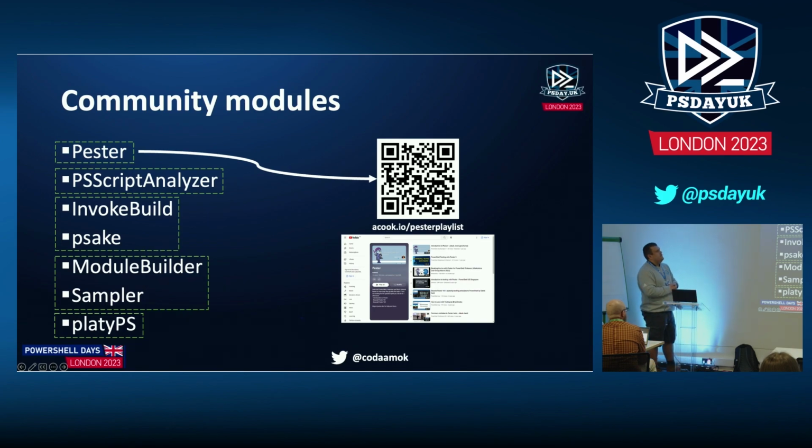Platyps, this is nice. This helps you automate creating documentation for your code. Literally, you feed it your code, and it creates documentation. But that sounds too good to be true. In PowerShell functions, you have comment-based help, a section dedicated to documenting your code within your code, and it can generate markdown files for you. And these are all tools that help you codify your pipeline process.